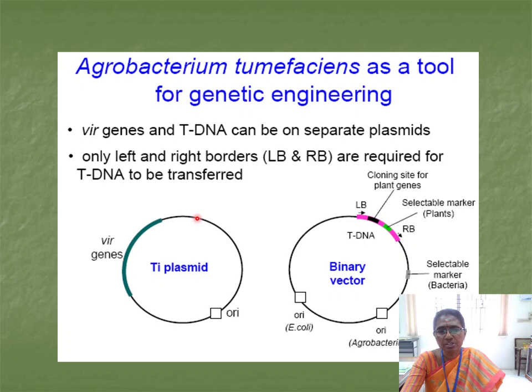So here, the vir genes and the tDNA will be on separate plasmids. Only the left and right borders are required for the tDNA to be transferred, so they flank the tDNA region.